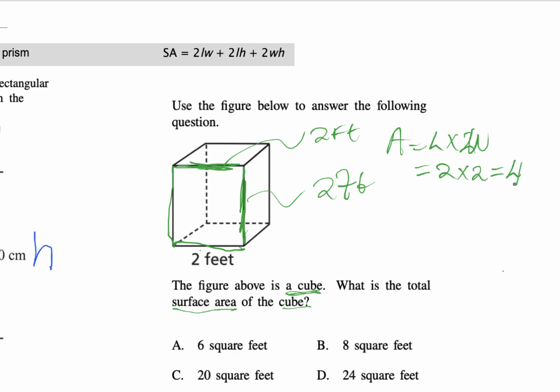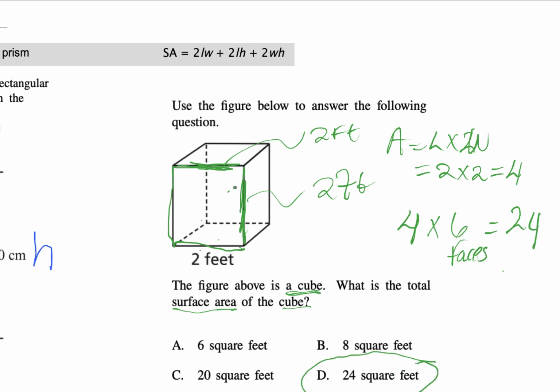which gives you 4. So with a cube, how many faces do you have? Well, you're going to have 6 faces. So think of a dice. So you have 1, 2, 3, 4, 5, 6. So all I have to do is take my 4, which is my area, times it by the 6 faces, because they're all the same. And that gives me 24. So my answer is 24 square feet.